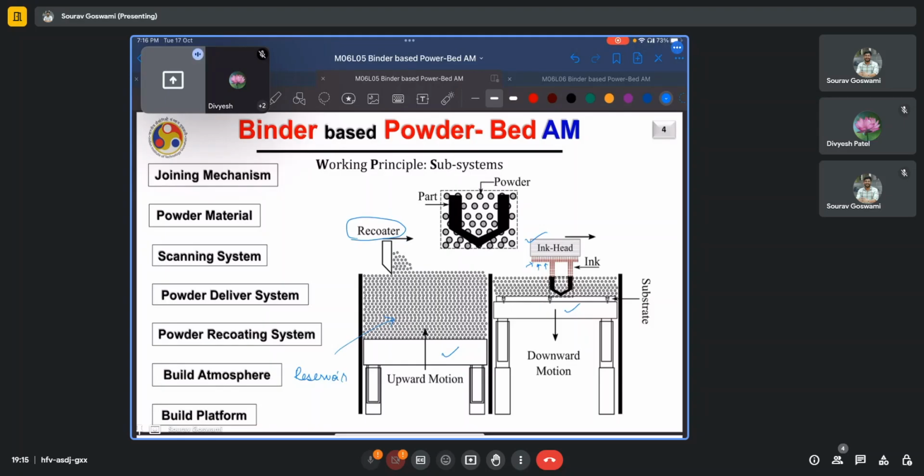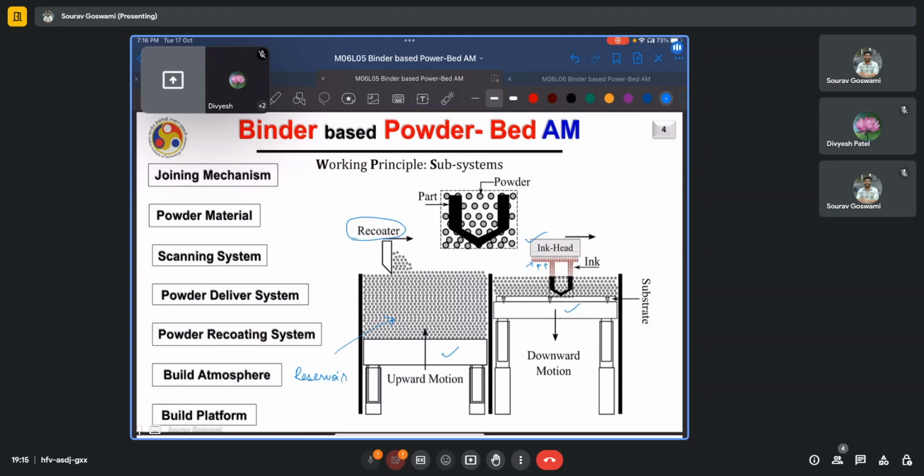The scanning system is the ink head, which moves over the printing area and deposits the binder or ink only in the regions where the part is to be printed. The powder delivery system, as we discussed, can either be a top feeding or a bottom feeding type. The recoating system, again, just like other powder bed based processes, can be of a blade type, such as using a doctor's blade, or it can have a roller, which can again have either a forward rotating or a counter rotating motion, or it can be a simple slot feeder.